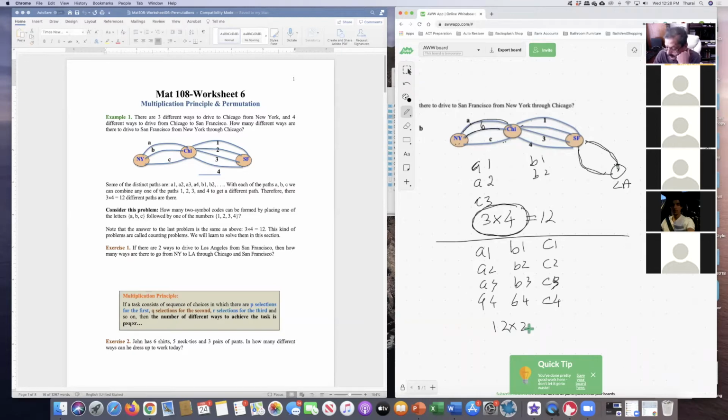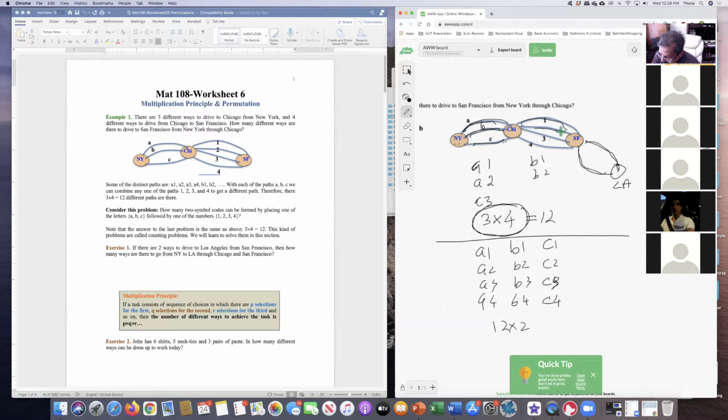Basically, the number of paths. So if you have 4 different cities, basically you have to multiply the different ways of doing this part and different ways of doing the second part, different ways of doing the third part, multiply them all. So we call this the multiplication principle.